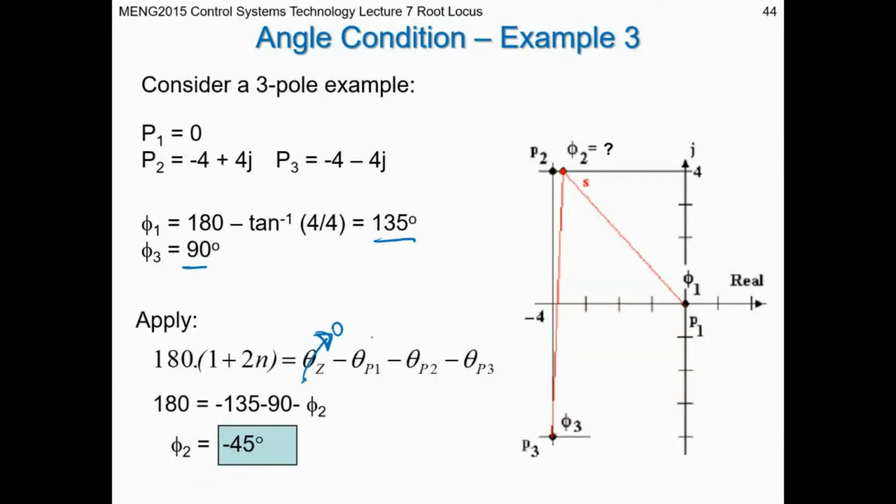There's no zero. We've got P1, P2, and the unknown is phi P3. So theta P3, sorry. So our 180 is going to be minus our P1, which is our phi 1, which is 135, minus phi 3, which is 90, minus our unknown phi 2. So now our phi 2 is going to be minus 45. So that means it's coming out at this angle.